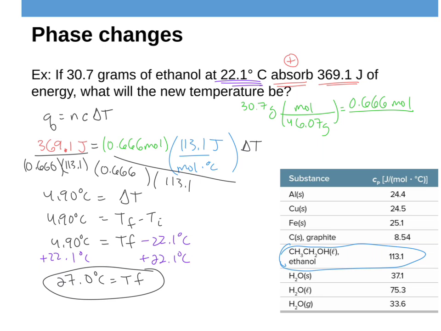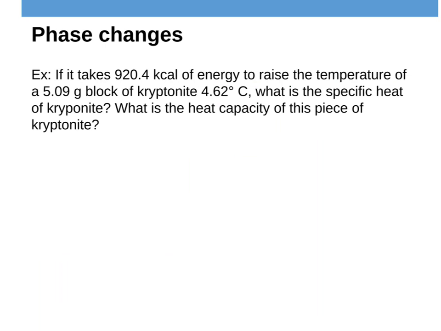Let's do one more, and then we'll stop. Here's a different question, right? If it takes 920.4 kilocalories of energy to raise the temperature of a 5.09 gram block of kryptonite 4.62 degrees Celsius, what is the specific heat of kryptonite? What is the heat capacity of this piece of kryptonite? Right, because again, the specific heat will be true for all kryptonite, but the heat capacity is referring to this specific object. So let's do the specific heat first.